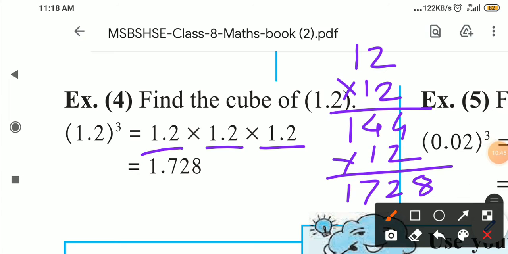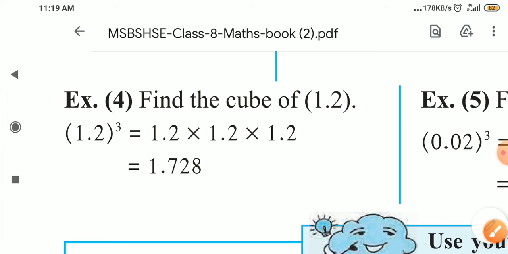So where are we going to put the decimal point? Here there is one digit after the point, here also one digit after the point, and here also one digit after the point. So in total how many digits are there after the point? Total 3: 1, 1, 1. So for 1728, from the backside count 1, 2, 3 and then put the point here. So 1.728 is the cube of 1.2. Did all of you understand that 1.2's cube is 1.728?